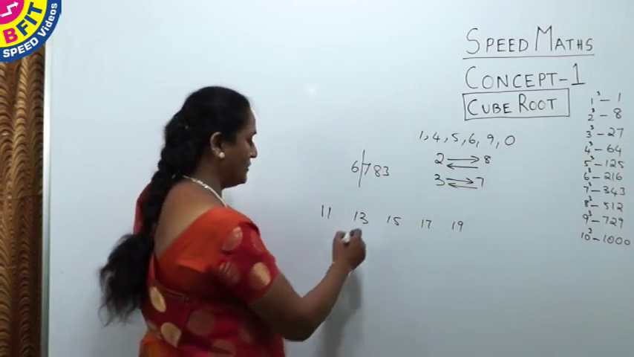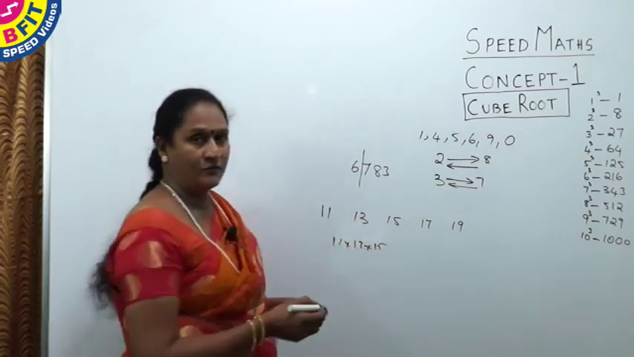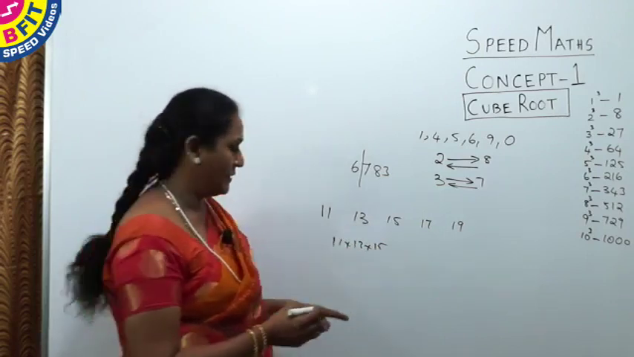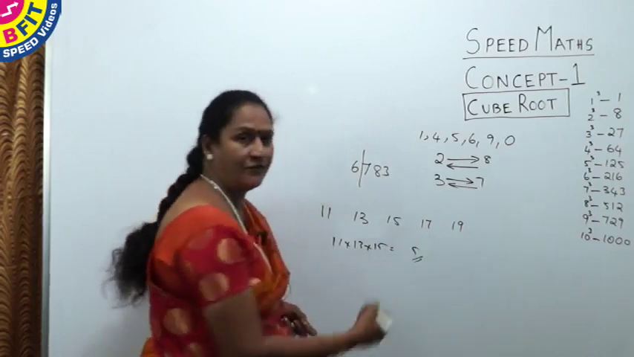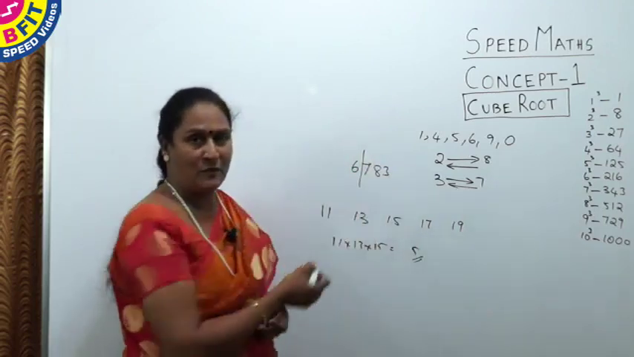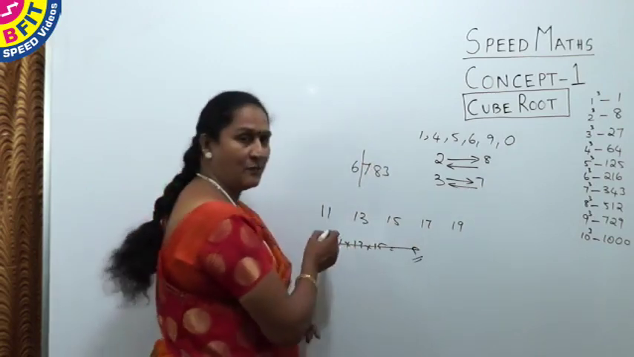So suppose you take 11, 13 and 15. If you multiply these three numbers, what will be the unit place? As you have 5, it will end with 5. And what is the unit place we need? It is not 5, you have 3. So you can't have these three numbers.